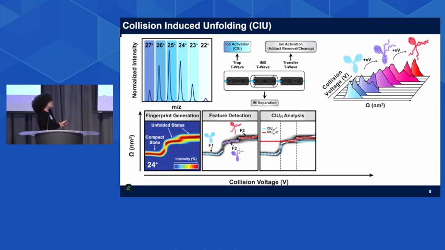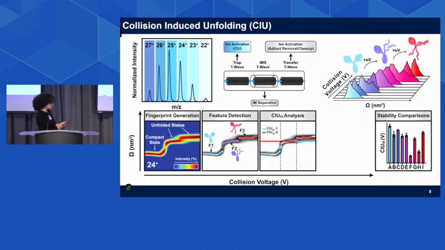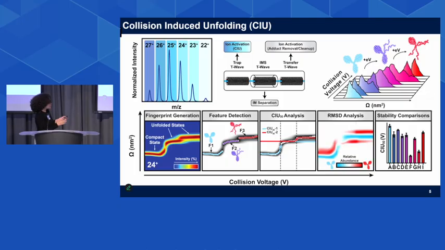And we can use this as a measure of stability, where ions that require more voltage to reach a certain transition are said to be more stable than those that require less voltage. And finally, we can also do an RMSD analysis to see where the differences in our fingerprints are.